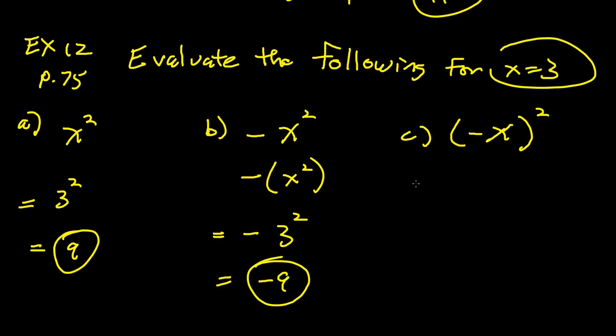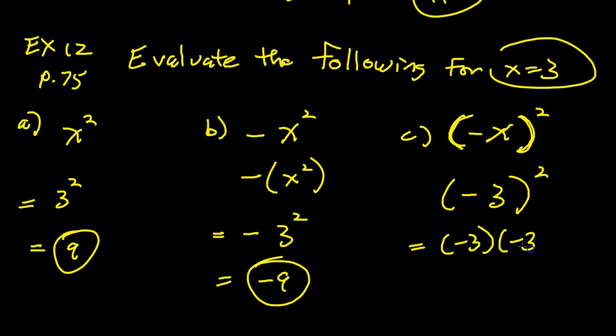And part C, minus x squared, where there's parentheses wrapped around that base expression. Well, if x is 3, minus x is negative 3, and minus 3 squared, well, that's negative 3 times itself, and a negative times negative is a positive. Okay?